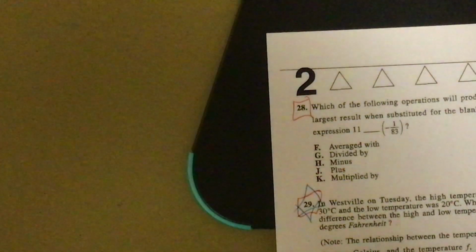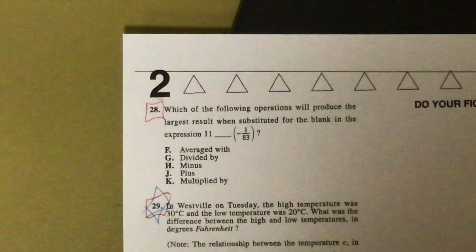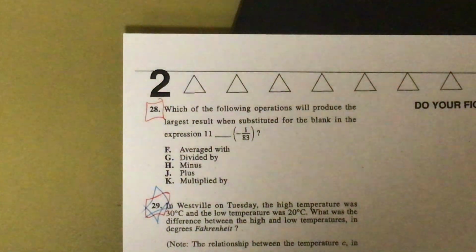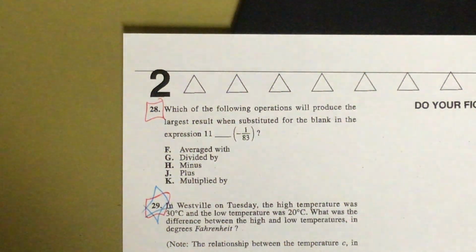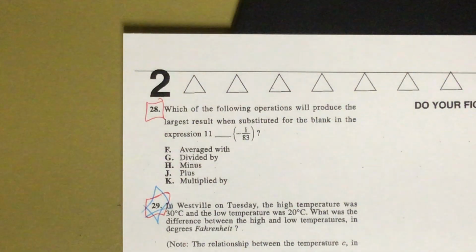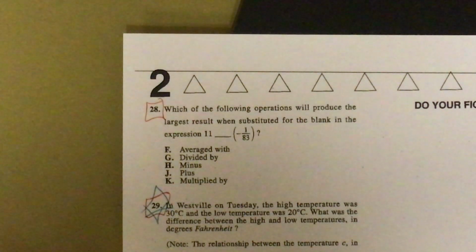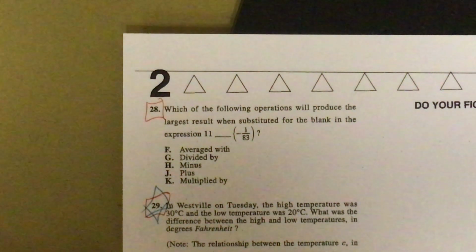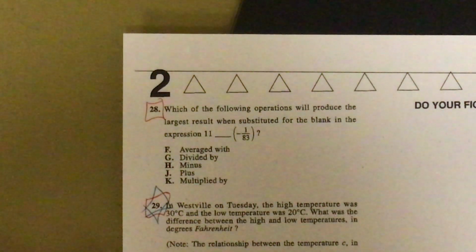Okay, and our last question for this section. Which of the following operations will produce the largest result when substituted for the blank in the expression? So now we're trying to figure out how can I combine these in a way that'll make the largest. You have a couple options. With ACT, you could take the time and do all of them. And I probably would start with the easiest and then work your way up.